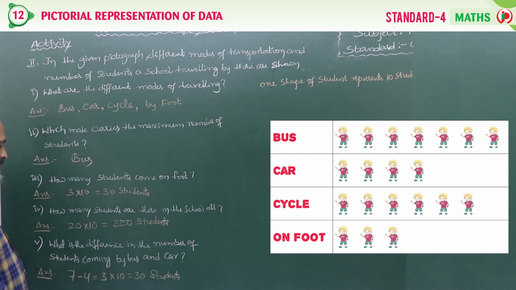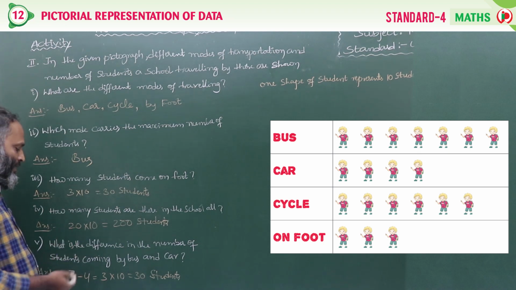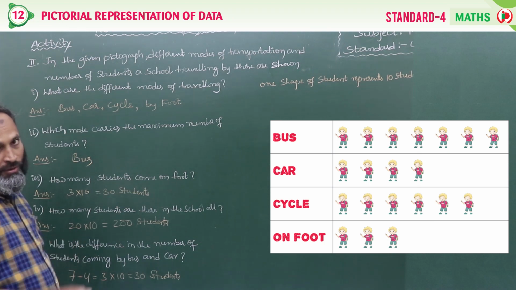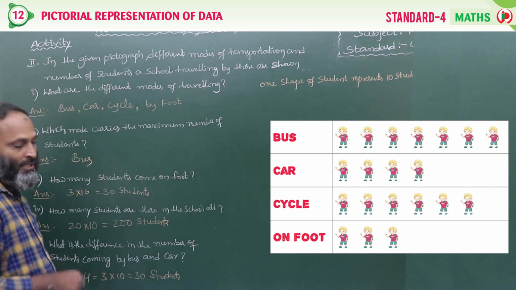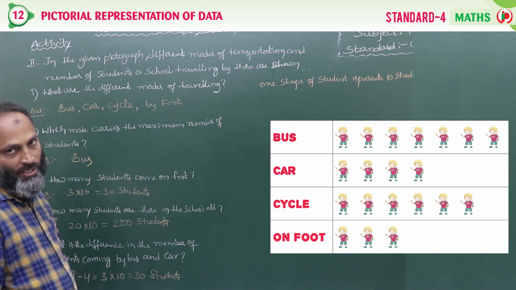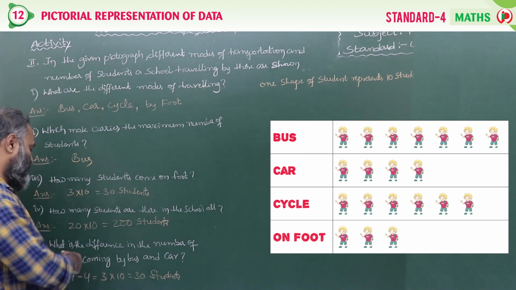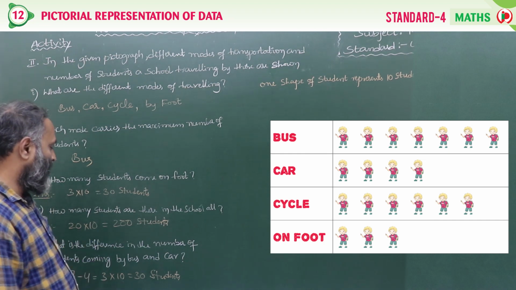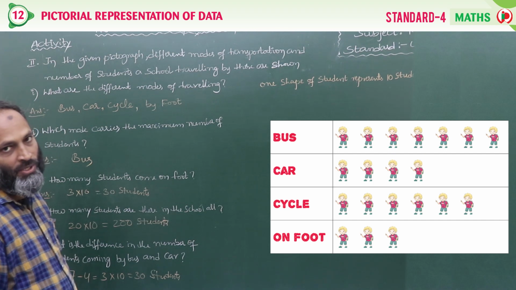By bus 70 students they are coming. By car 40 students. That is 70 minus 40 is 30 students. The difference of the number of students coming by bus and car is 30 students.